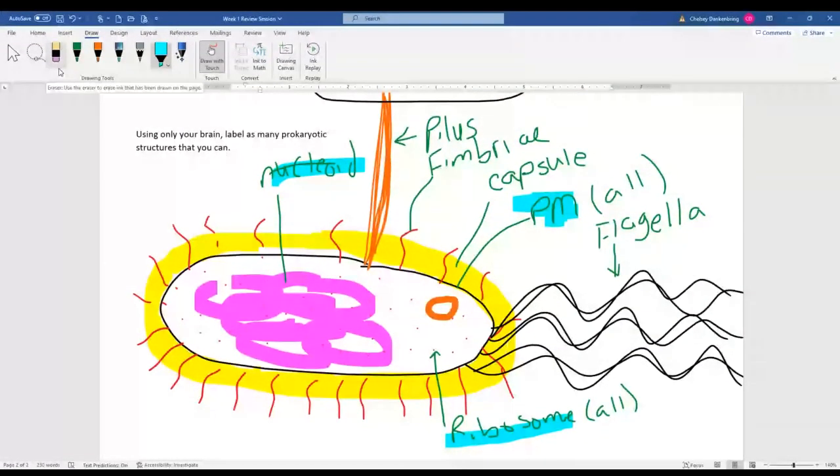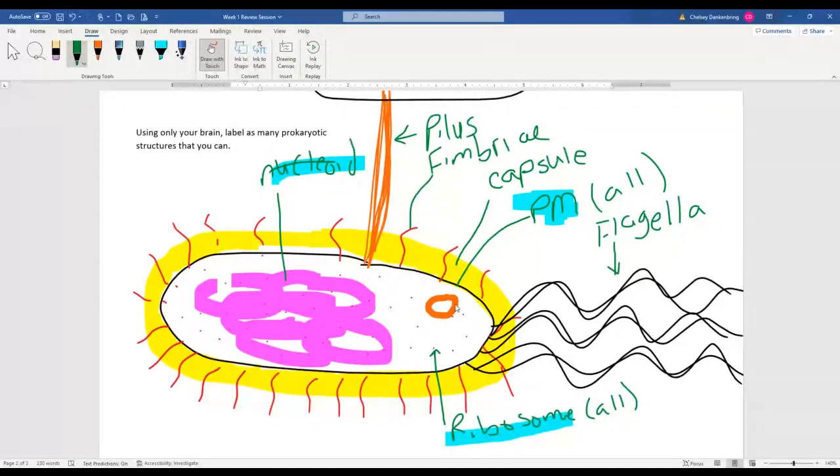All right, and I think there's only one thing left for me to mark, and that's going to be this orange circle. We talked about this a bit earlier. This is a plasmid. So this is an accessory structure. Remember, it's a bonus feature. It's an extra piece of circular DNA that offers some sort of advantage. It is only found in prokaryotes. Okay, so hopefully this kind of helped you with your week 1 activity.